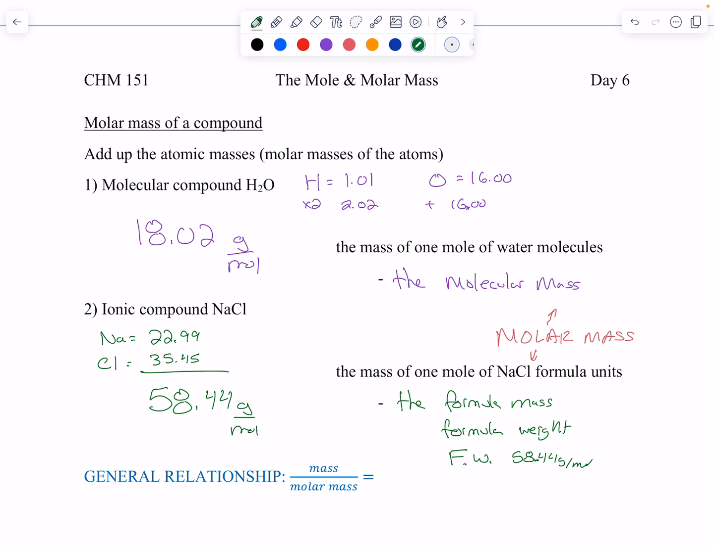All right, so in general, mass divided by molar mass, that would give me moles. Right? And so what's the point of this? This is what we measure, and that's our ratio.